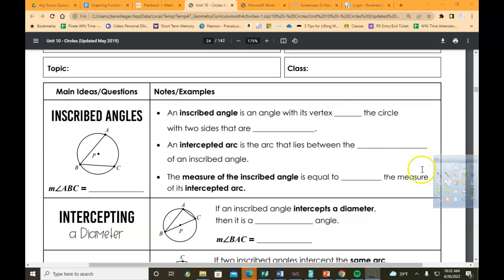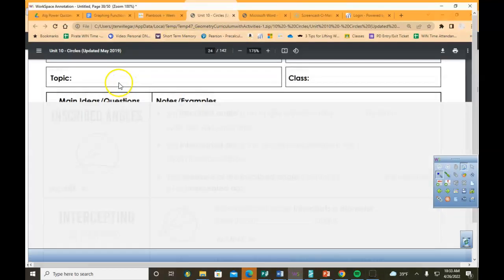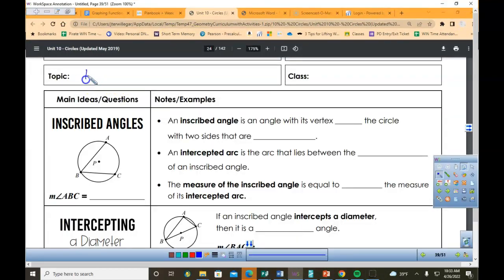Today we are looking at a warm-up. We are looking at 10.6. JK, 10.5. I got there eventually. We're going to be looking at inscribed angles today. Inscribed. So they're going to be inside. Inscribed, right, scribe, inside. Okay.